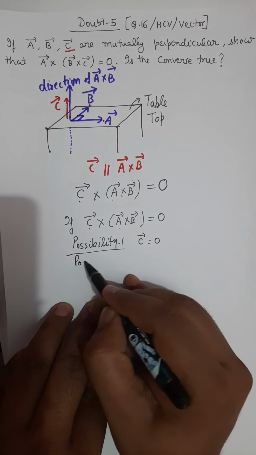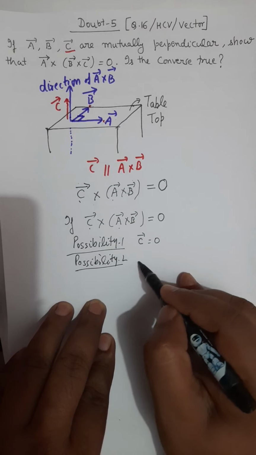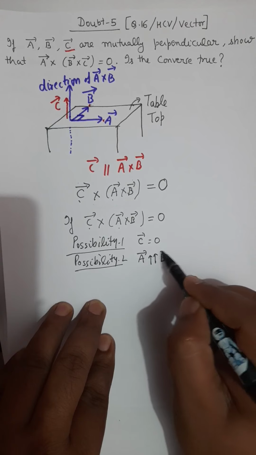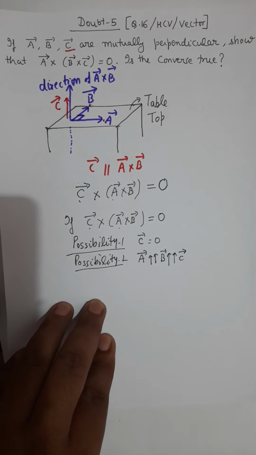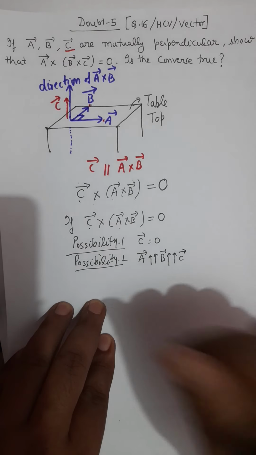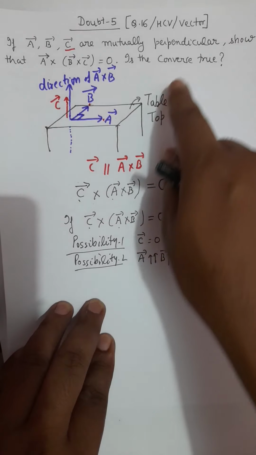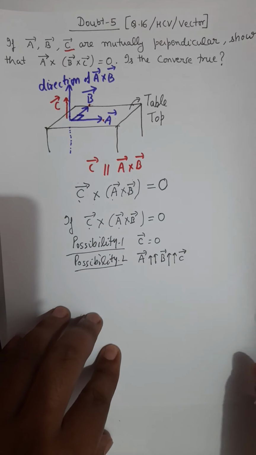Possibility number 2: all three vectors are in the same direction. A is parallel to B, B is parallel to C. Then also this product will be 0. In this way, we have many possibilities of C cross A cross B being 0, and therefore the converse statement is not true. Right? So this was question 16.